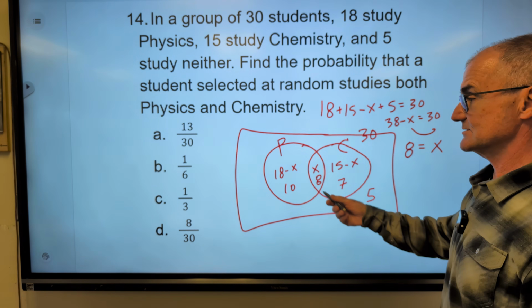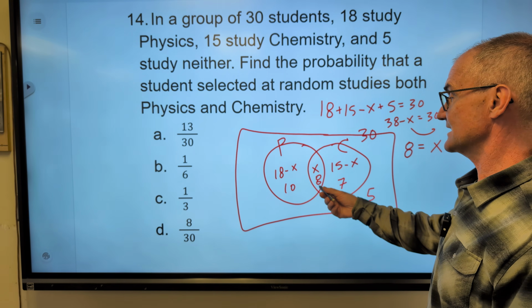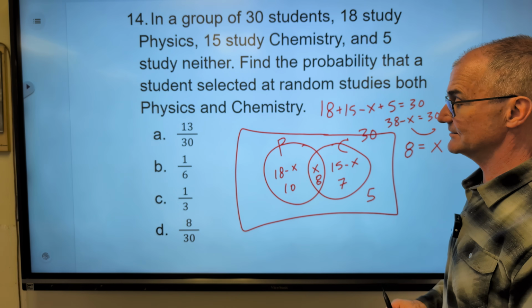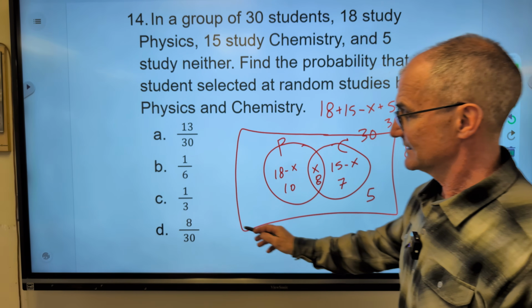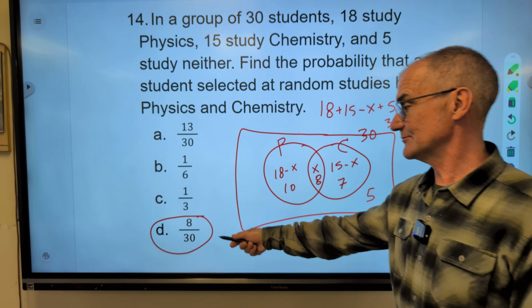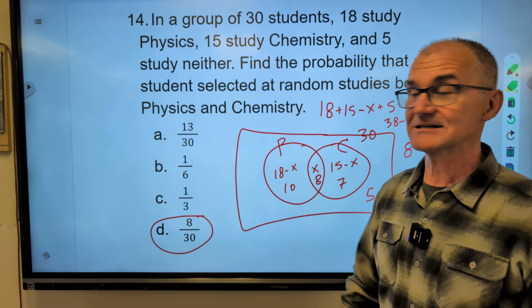That works. So it's asking for the intersection out of the total. So the intersection is 8 out of 30. Correct answer is answer D. And there's no reduced fraction. That would be a better answer. So there it is, answer D.